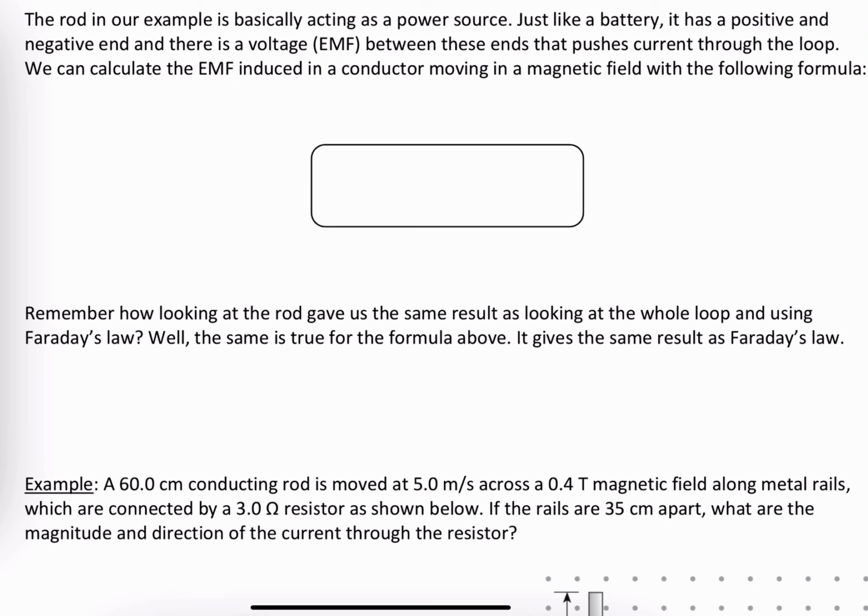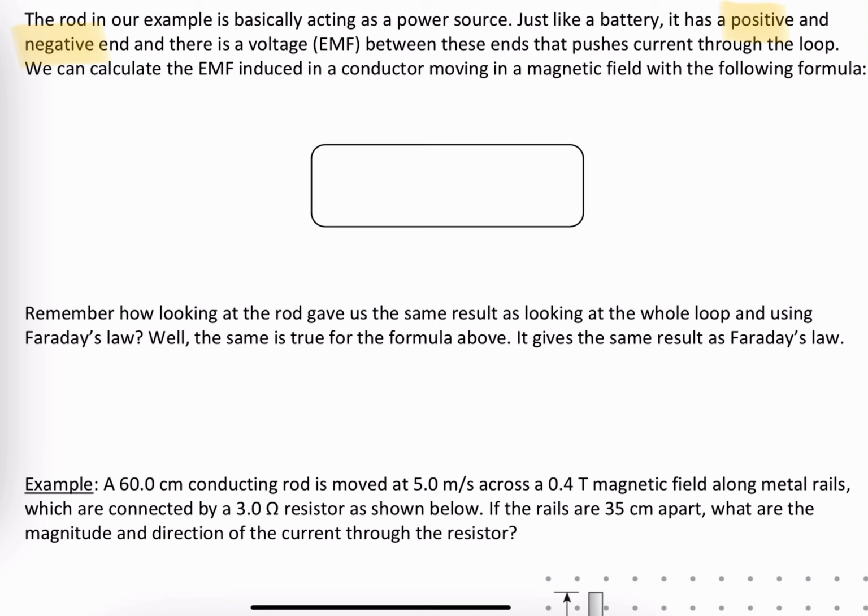Now, the rod in our example is basically acting as a power source. When that rod's being pulled in that magnetic field, the electrons in it, the charges in it, are getting pushed and sent out into the circuit, which is exactly what a power source does. It pushes charges and sends them out into an electric circuit. So just like a battery, this rod will have a positive and a negative end, and there will be a voltage or an EMF between these ends that pushes current through the loop. I want you to think about this rod really like it's a battery. It's got a positive terminal and a negative terminal, and it's got a voltage.